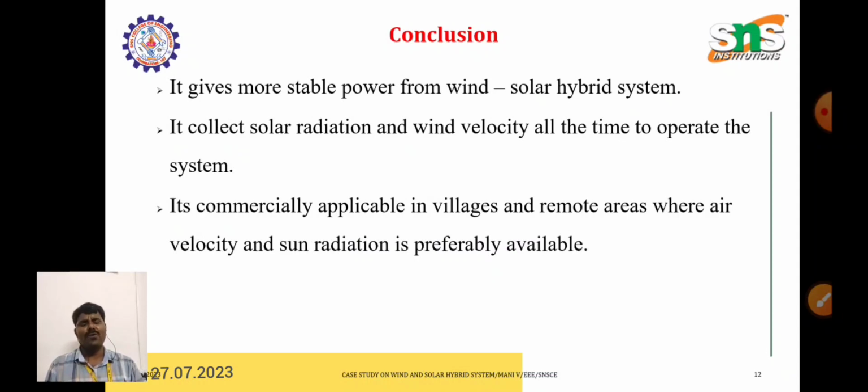What I want to conclude is that the wind and solar hybrid system gives more stable power and always gives stable operation. It gives constant power to the system because it collects solar radiation and wind velocity at all times. It is commercially applicable in villages and remote areas, where air velocity and solar radiation are available throughout the year.